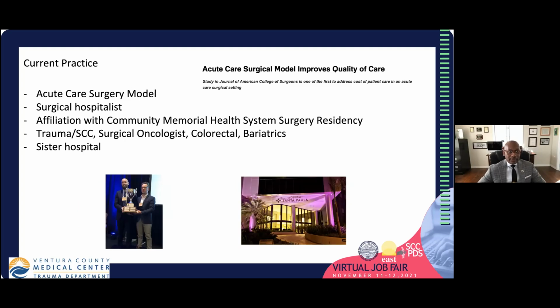Now, the current practice that we have is based on the acute care surgery model that was initially described by Dr. Gomez from Loma Linda back in 2012.